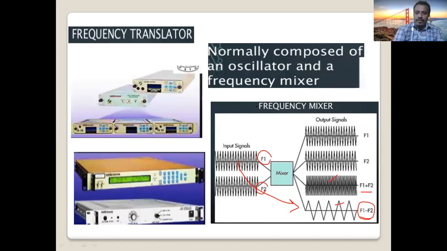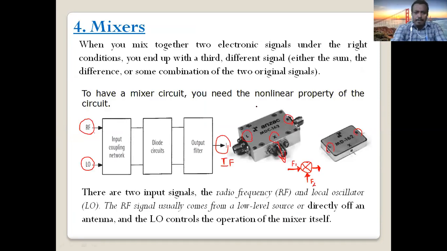One thing we have to know: this device changes the frequency, right? So in order to change the frequency, our device must have nonlinear characteristics. When you classify systems into 2, linear and nonlinear, if your system is linear, it may change the amplitude, it may change the phase, but the frequency remains the same. Nonlinear systems, on the other hand, translate the frequency, change the frequency. That's why the mixer must have the nonlinear property, this diode circuit. Diode, as you know, is a nonlinear device.